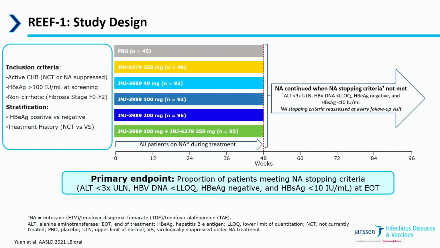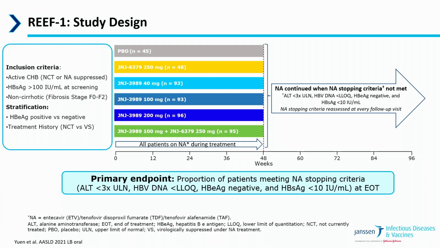Everybody has seen the design of the Reef-1 study. I saved time here, only 10 minutes in total. Importantly, we were testing in different colors: 3989 alone, where 3 shades of blue are the 3 different doses, 40, 100, and 200 milligram. And with 100 milligram 3989 in green, we also had a triple combination where we have 6379 in addition. A triple because all arms received the nuke.